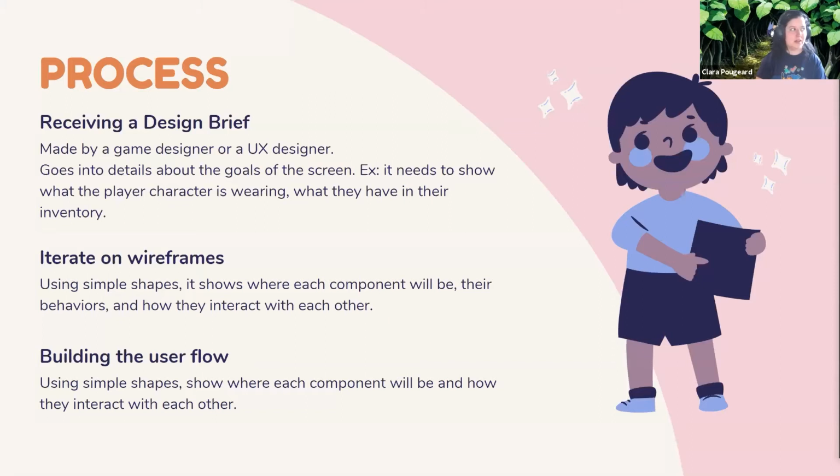So how does it work when I'm going to design an interface for a video game? Usually I get a brief from a game designer, or I'll make the brief myself. For example, let's say the main menu of a game. Each screen we do in a game has a goal. We don't do screens for pleasure, even though a lot of UI designers would love that. So for example, an inventory will ask you to display what your character has so you can make choices in the game, like crafting. The bestiary can give you information about the lore of the game, like in Witcher 3.